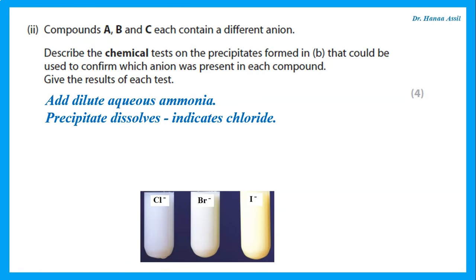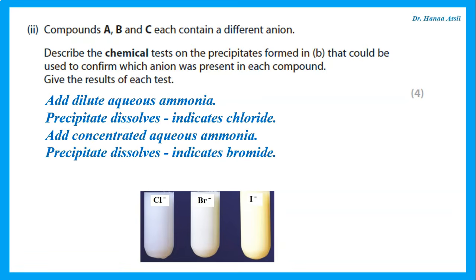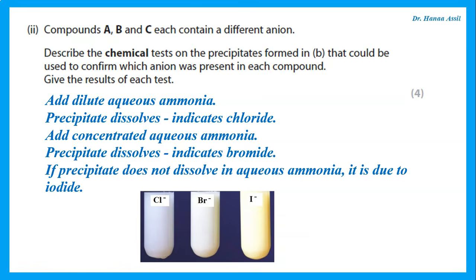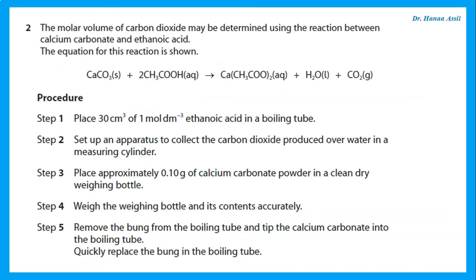What if it doesn't dissolve? If it doesn't dissolve, that means it's either bromide or iodide. So we add concentrated aqueous ammonia. The precipitate, if it dissolves, that indicates that it is bromide. If the precipitate does not dissolve at all in dilute or concentrated ammonia, then it is due to iodide.